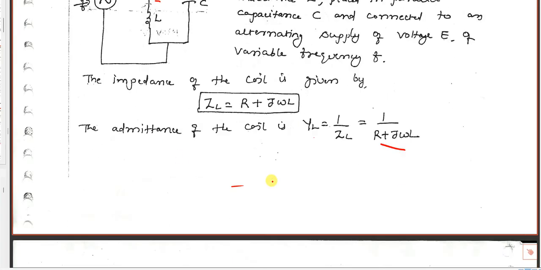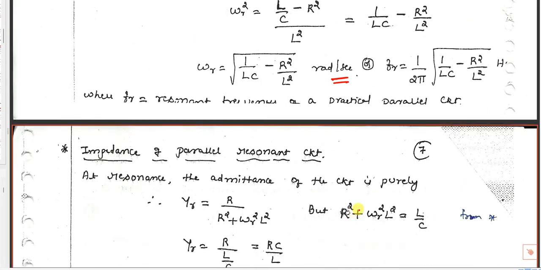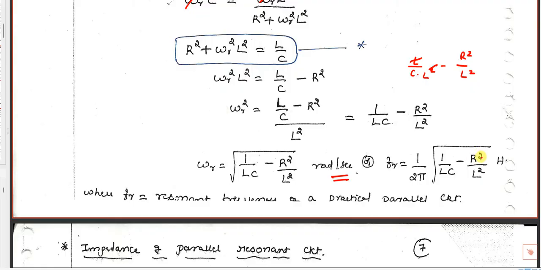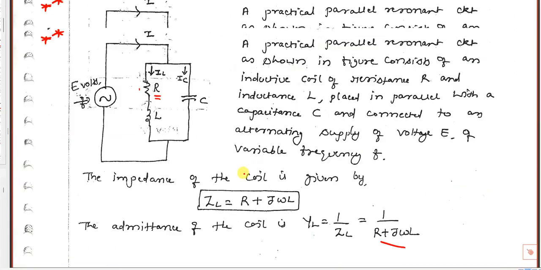If r is equal to 0, what is the reduced expression? If r is equal to 0, this part is 0, and your circuit equation becomes 1 over 2 pi root of LC. It is the same as the parallel resonance circuit resonance frequency equation. So this is very important. This will be asked for 10 marks.